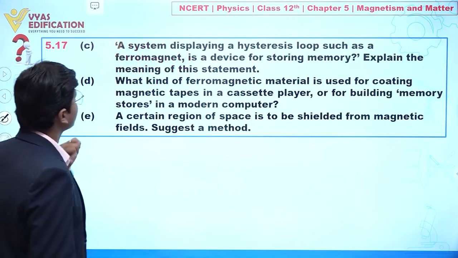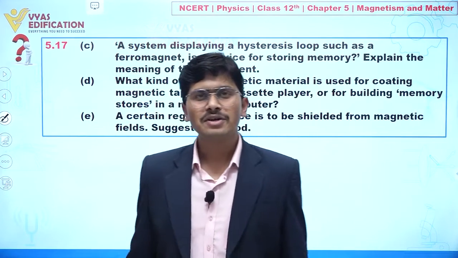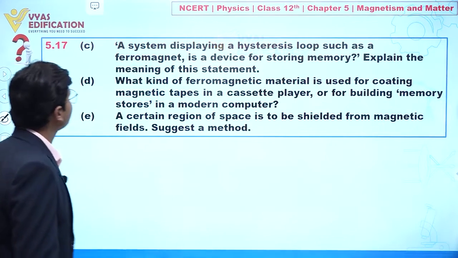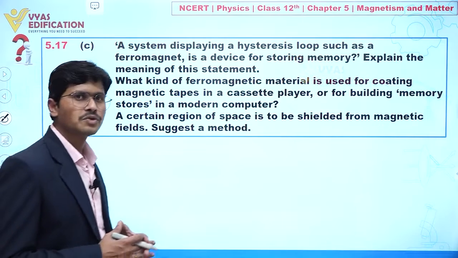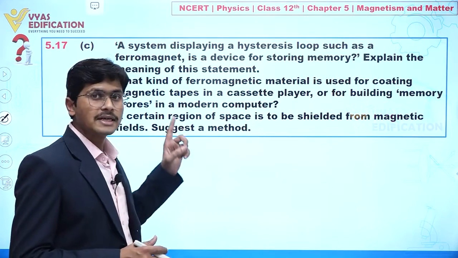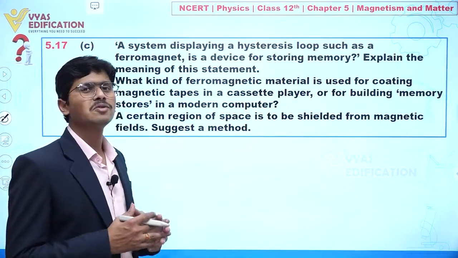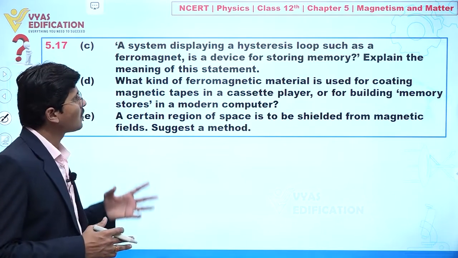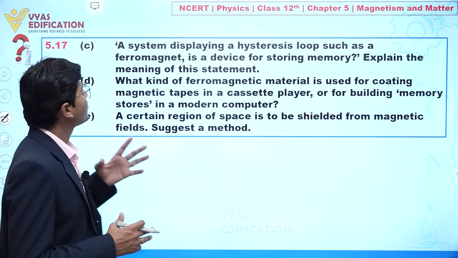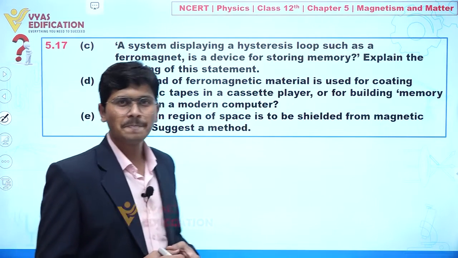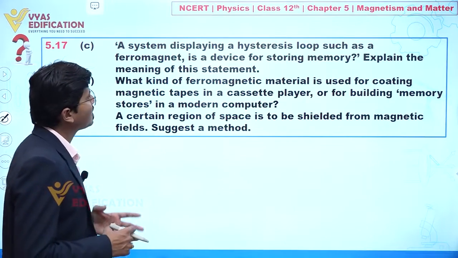Clear? So this is all about part number B. Clear to everyone? Now we are going to discuss part number C, and in part number C it is given to you: a system displaying a hysteresis loop such as a ferromagnet is a device for storing memory. Clear? So explain the meaning of this statement.